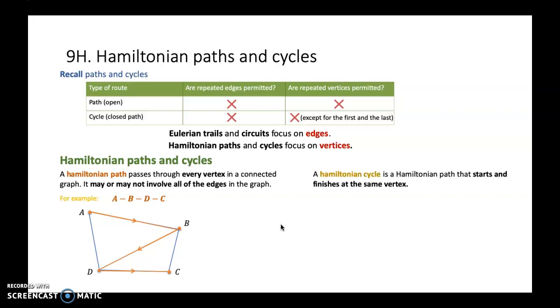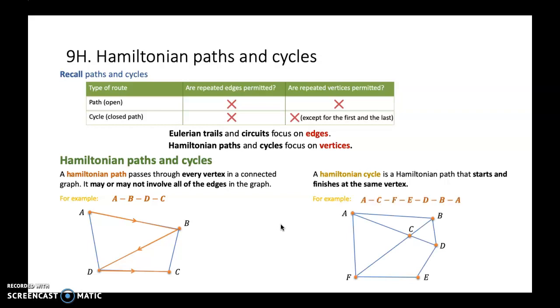A Hamiltonian cycle is basically a Hamiltonian path, but we need to start and finish at the same vertex. Okay, in this connected graph ABCDEF, a Hamiltonian cycle could be A to C to D to F to E to D to B, then we finish at the same vertex.